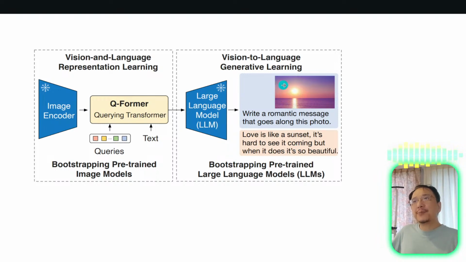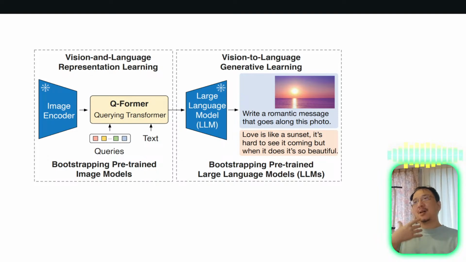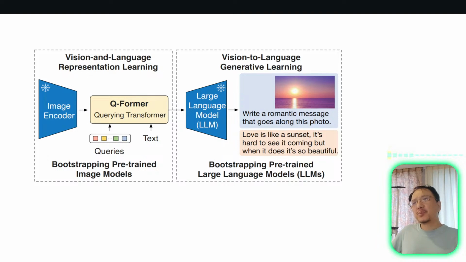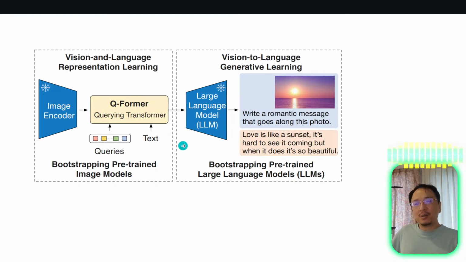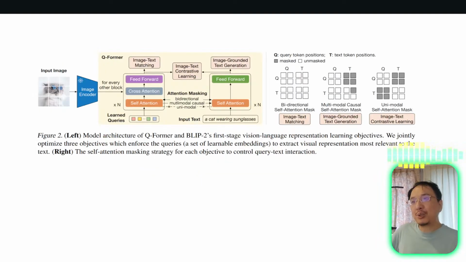The output is fed into a large language model and it can generate text. So this one is the image here, and this one is a text input query. The output of this one is right here, like "love is like a sunset." So it is already a way to add the ability to make the language model see things. So this is what BLIP-2 can do.